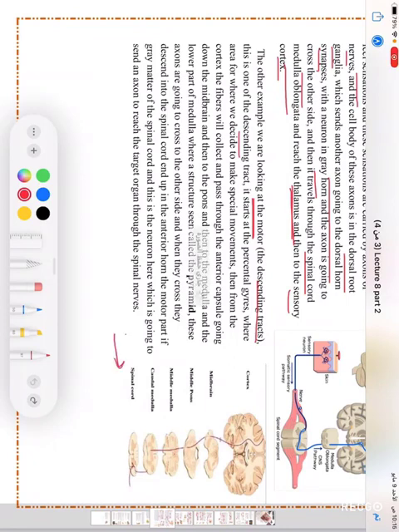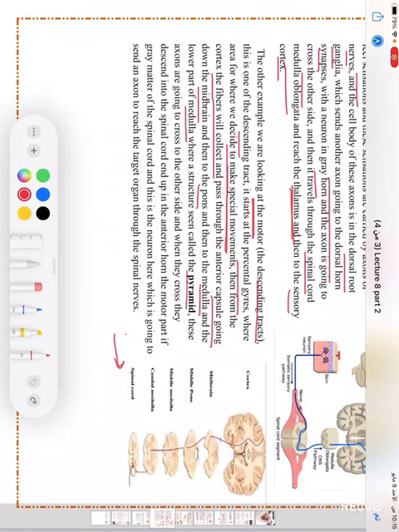This is a drawing. It starts at the precentral gyrus, the area where we decide to make special movements, and we send them to the peripheral one. Then from the cortex the fibers collect and pass through the internal capsule going down through the midbrain to the pons and then the medulla. The structure seen in the lower part of the medulla we call the pyramid.